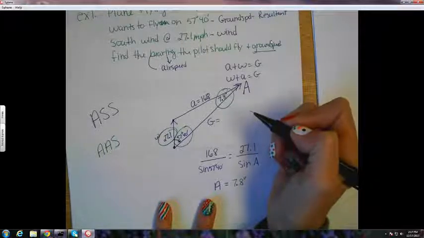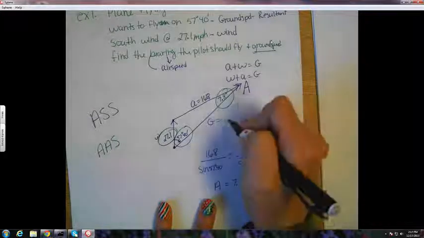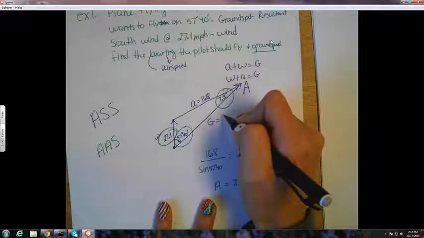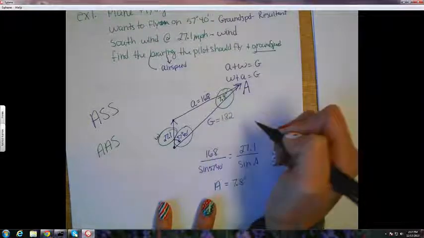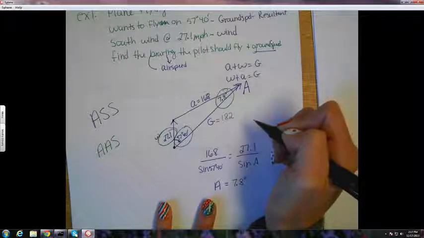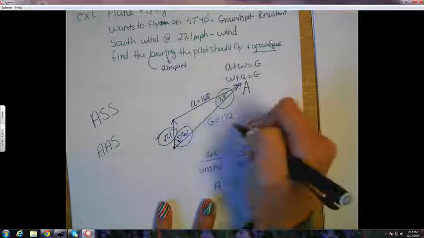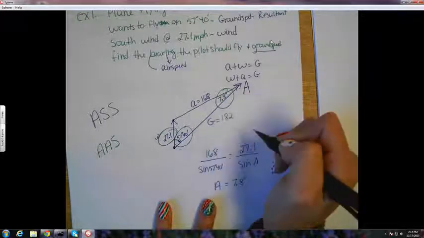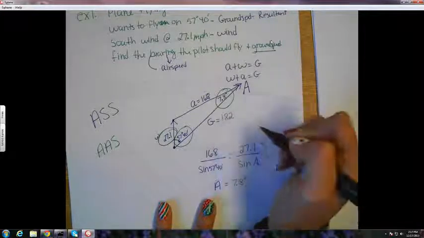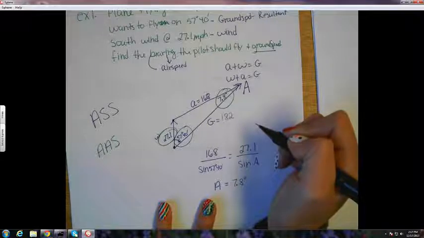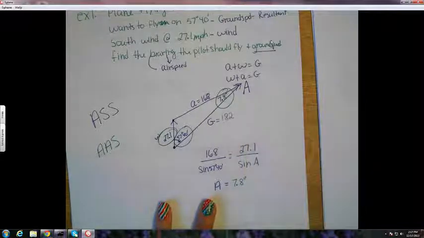What do you got? 182? Yeah, I got 181.6. 181.6 is 182. Do you get a different answer if you use a different program? Yes. If you use the 168, everything's going to be just kind of close because of rounding. But this is good enough. So like if you use angle, side, angle, never mind. You can't use angle, side, angle. Figure that out. Okay, good.